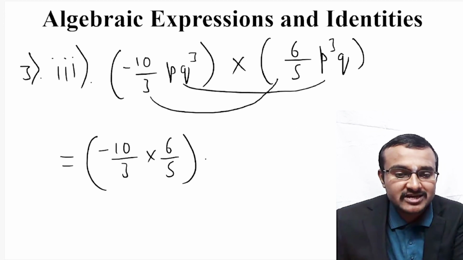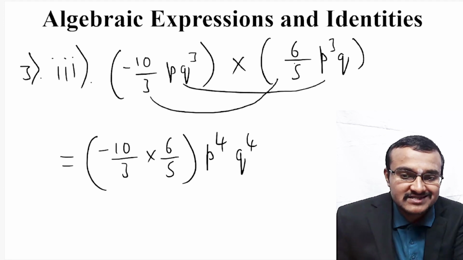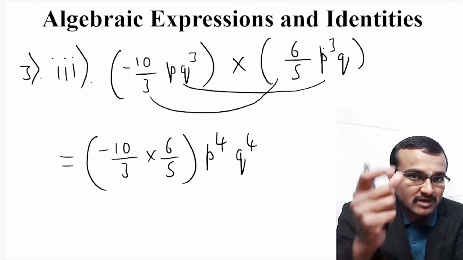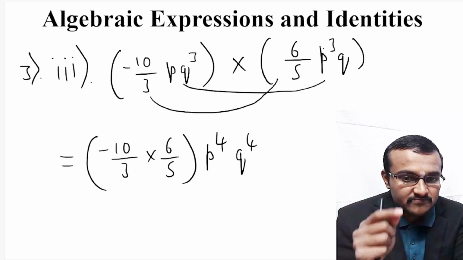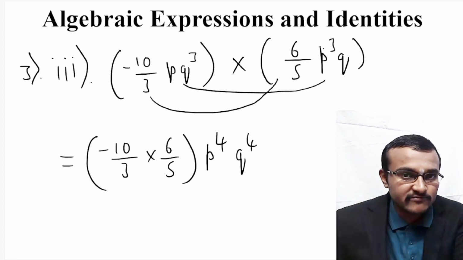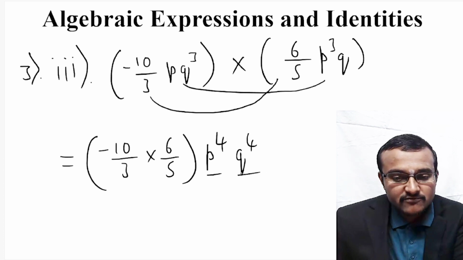So p into p cube will be p power 4, q cube into q will be q power 4, because here it is actually q power 1 and here it is p power 1. So p power 1 into p power 3 will be p power 1 plus 3, that is p power 4. Q power 3 into q power 1 will be q power 3 plus 1, that is q power 4. So now we have got p power 4, q power 4.